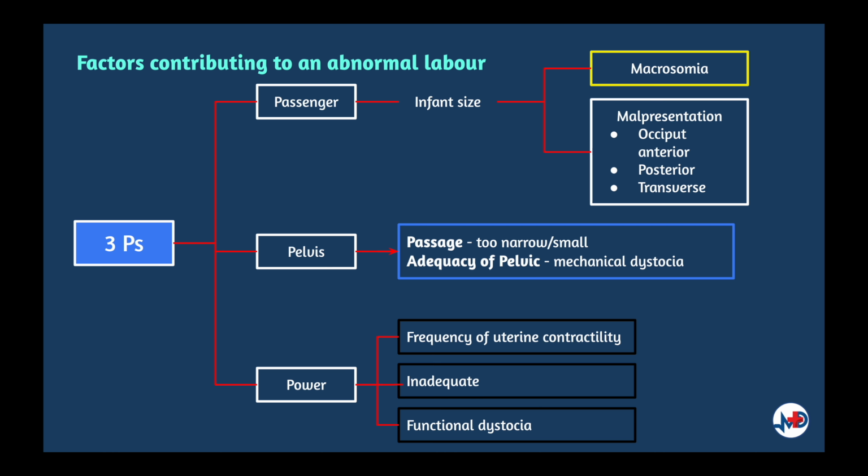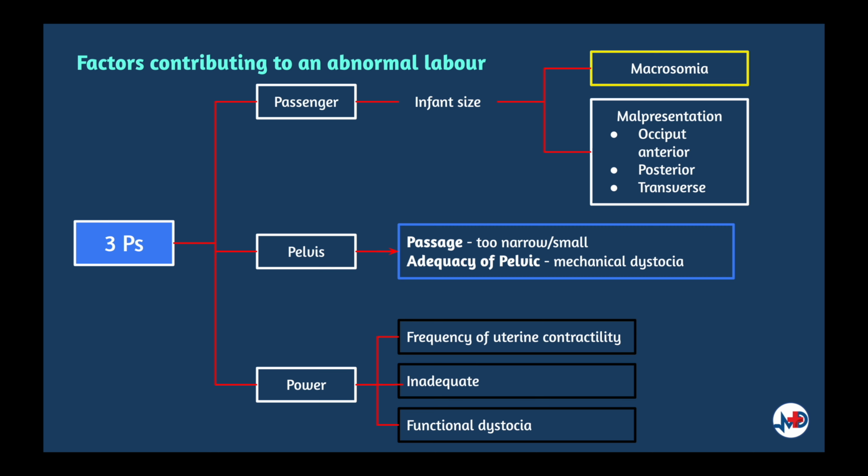The second P is pelvis, which can cause abnormal labor because its contours may be too small or narrow to allow passage of the infant. Both the passenger and the pelvis cause abnormal labor by a mechanical obstruction referred to as mechanical dystocia.